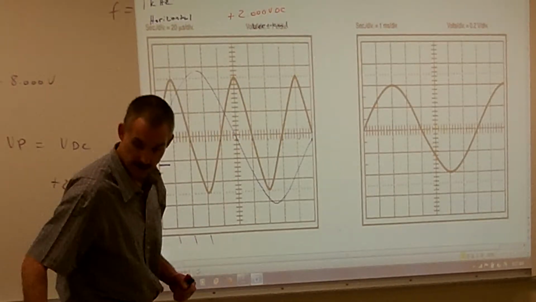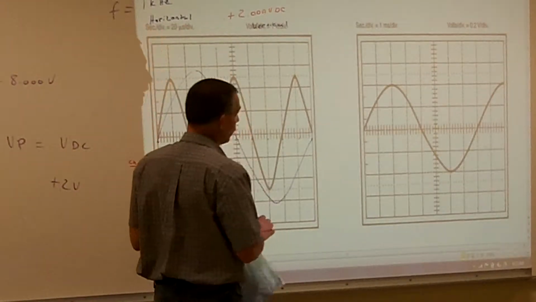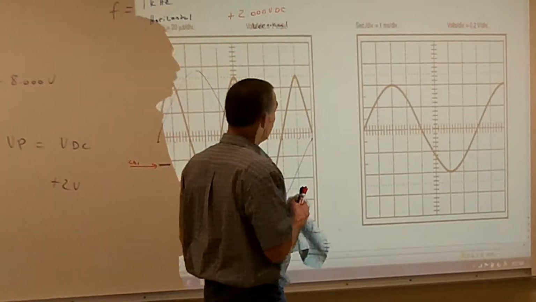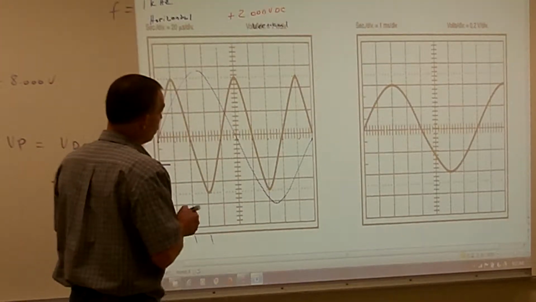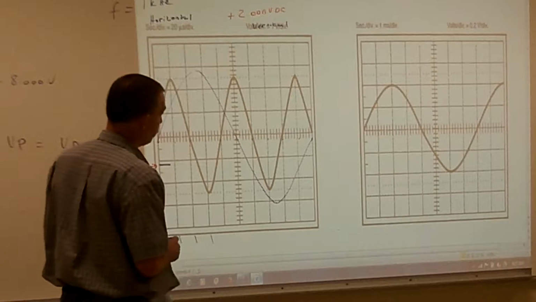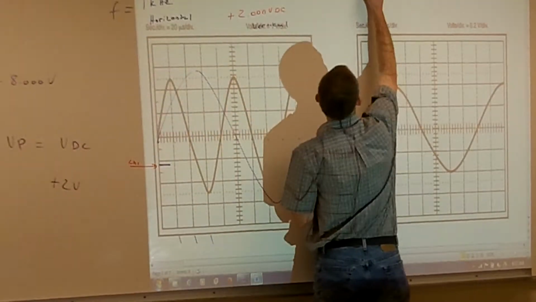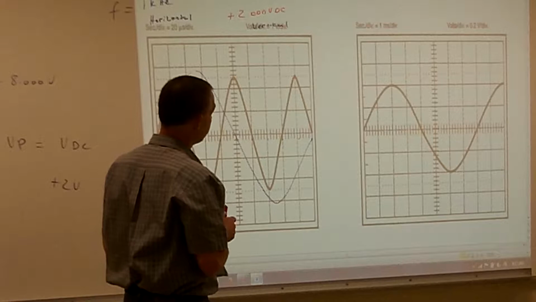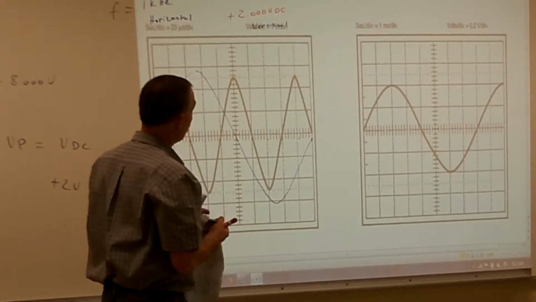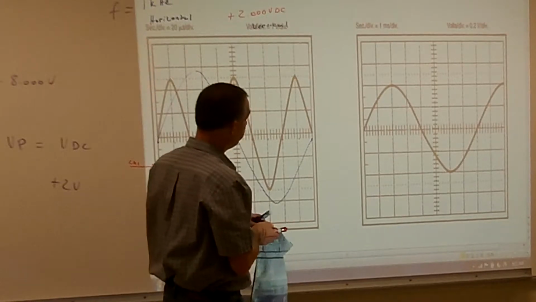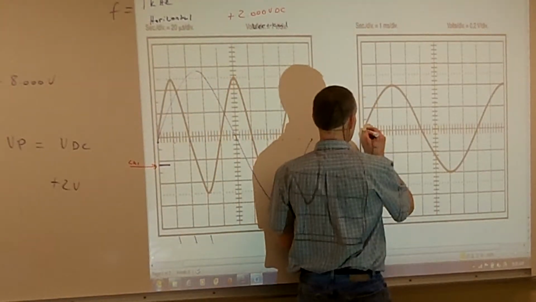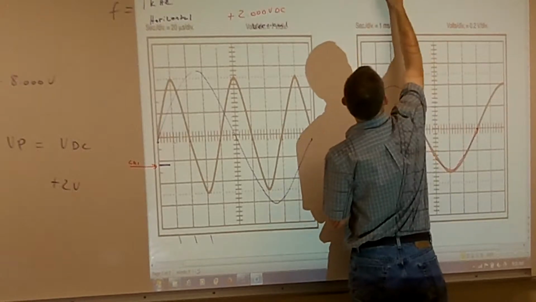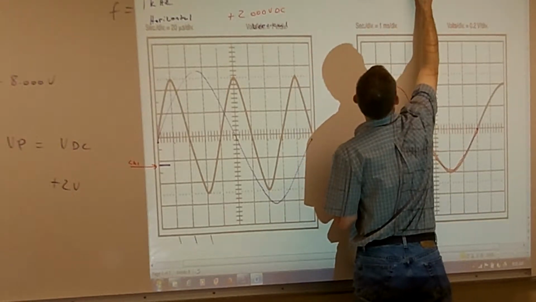I was hoping I had one with a subdivision in there, but that's okay. Let's take a look at our second one here. What would be my period on this one? 8 milliseconds. I have the start of my cycle here, it goes up, goes down, and then starts to repeat itself at that point. So my period is going to be 8 milliseconds.